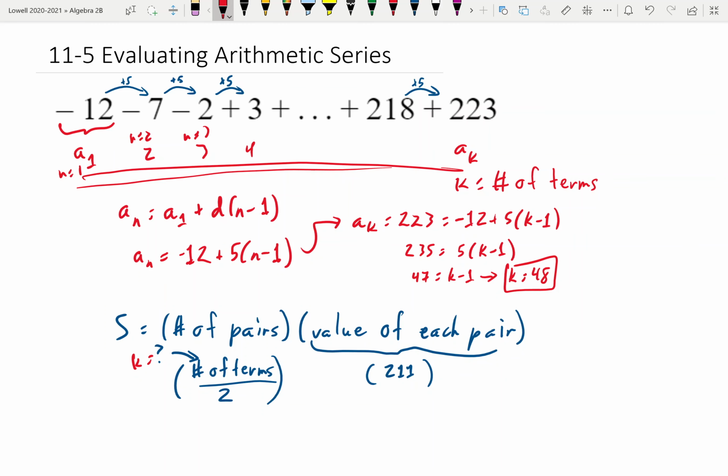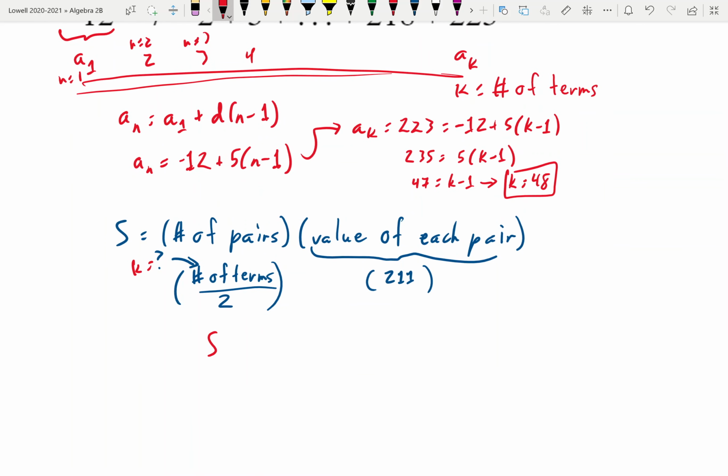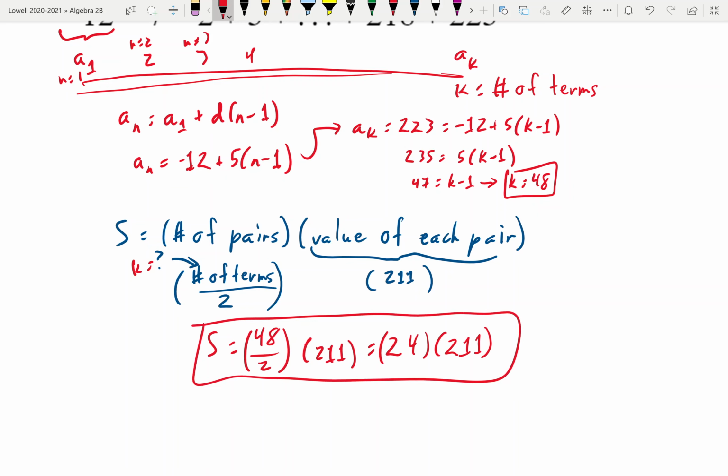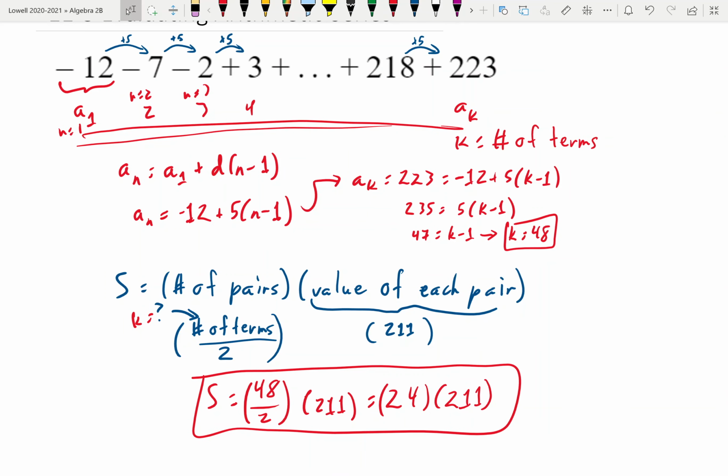Okay. So let's actually do this now. S is equal to 48 over 2, so that's 24 times 211. And I don't know what that is, but that's a number of some kind. And arguably, I would just say that was faster than doing all of this by hand. So I'm not going to evaluate that just because you don't need me to evaluate. You have a calculator. So hopefully that helped. And thanks for watching.